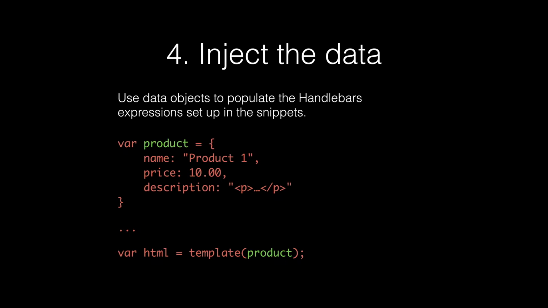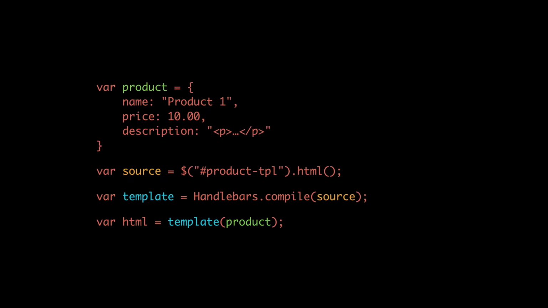Okay, so that's the 4 steps elaborated. Let's look at an example of it all in one flow. So here is the script that we would need if we had placed our template in a script tag in the same document. So this is the full process for the select set. We have that data prepared.